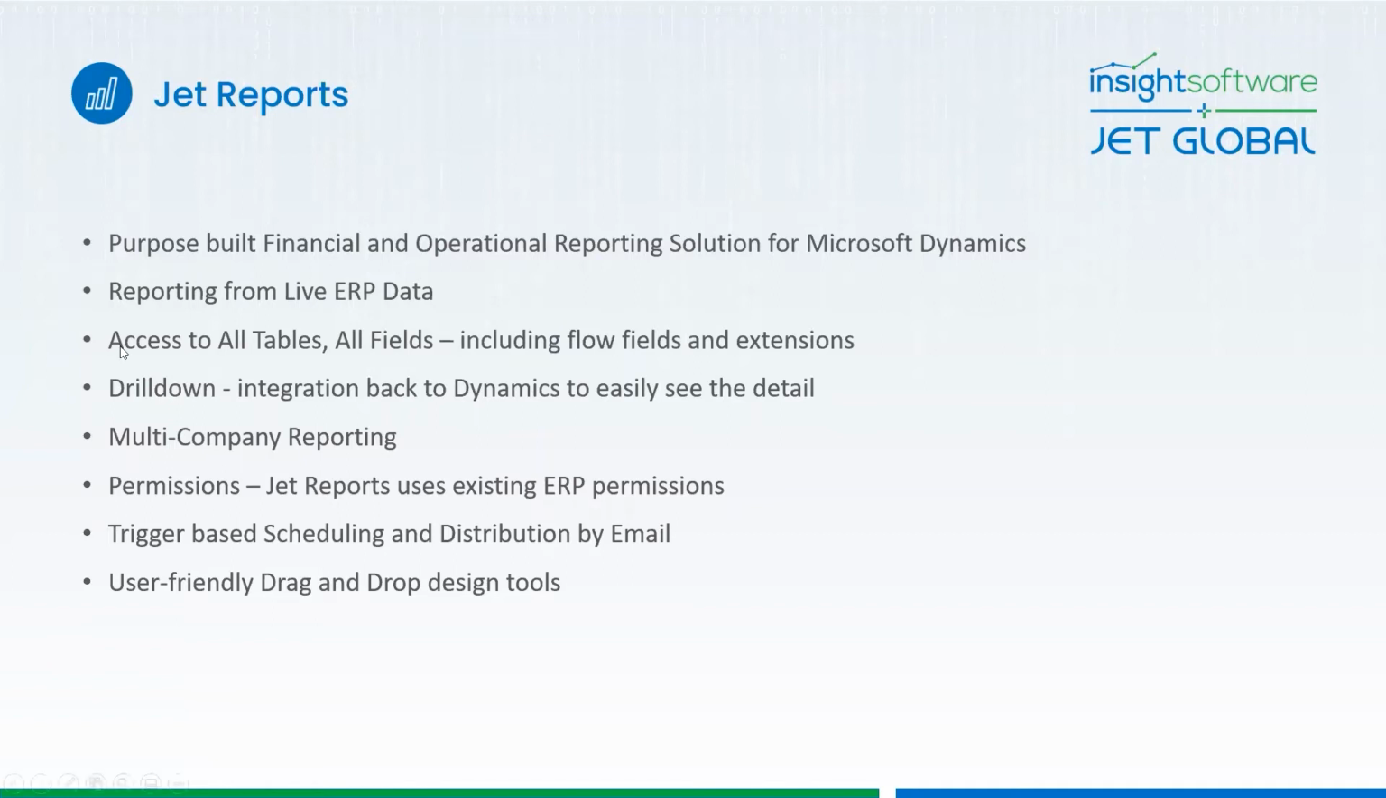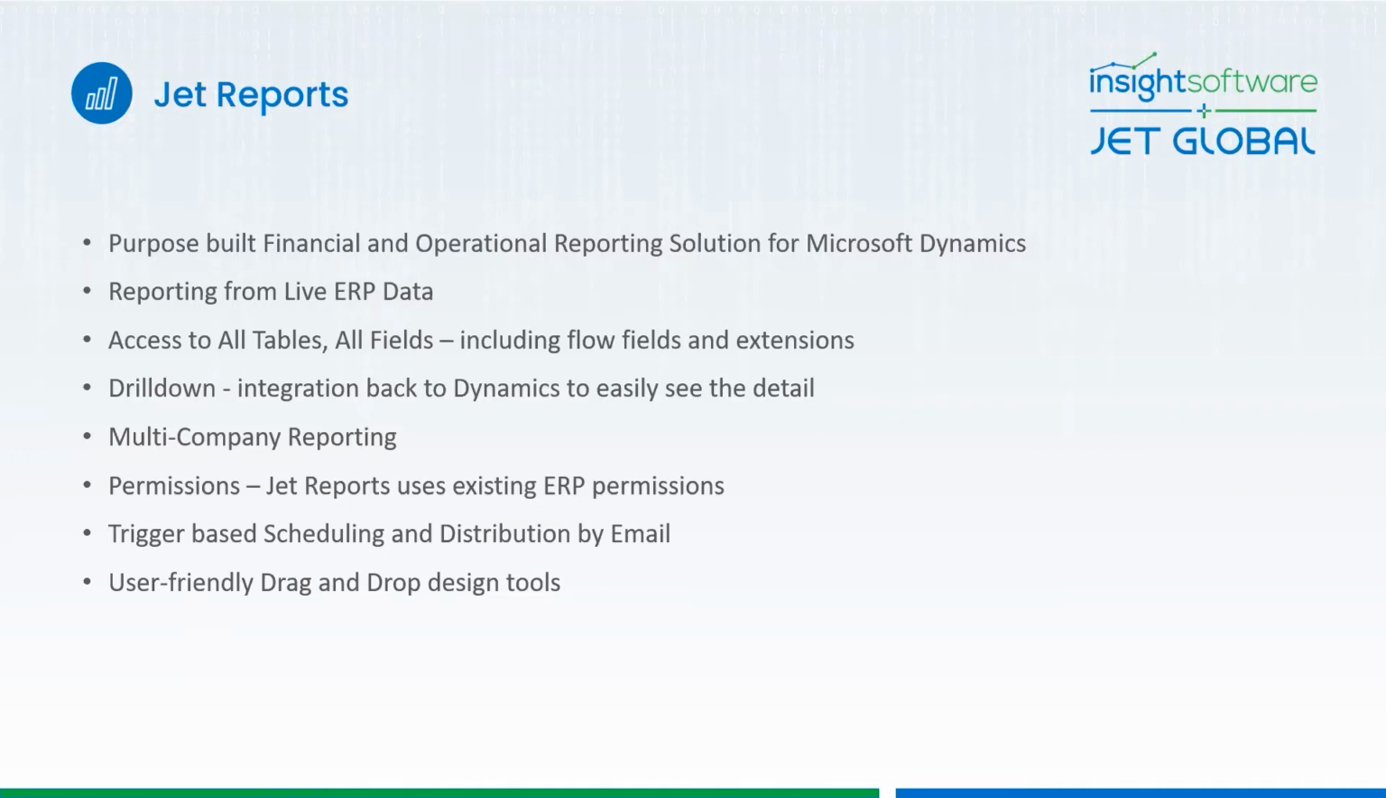We've just had a look at our adapters, right? How we can access all tables and all fields, including flow fields and extensions. The drill down capability back to Dynamics to easily see the detail, and you can actually go to associated documents, like we looked at the purchase invoice document. And also multi-company reporting, right? You cannot do multi-company reporting when you log into Nav or Business Central. You can only report on the company that you are logged into at the same time. So inside Jet Reports, we can actually pull data from multiple companies and multiple data sources in the same report execution. So it's nice and easy to consolidate results together that are coming from different sources.